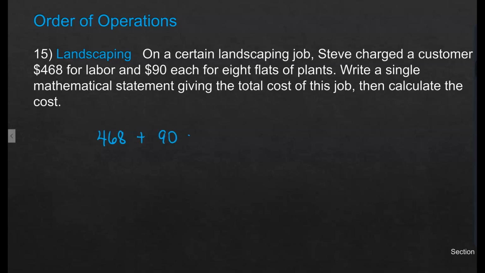$90 times 8. Now you can always put parentheses in if you feel like that would be a good place to put them. It doesn't hurt anything, but it's not necessary in this case because we have the 468 and then we have to multiply those before we can do the addition. So that gives me 720. And when we add that, this is a dollar amount, so you want to be sure and put a dollar sign. It's 1,188 for that one.